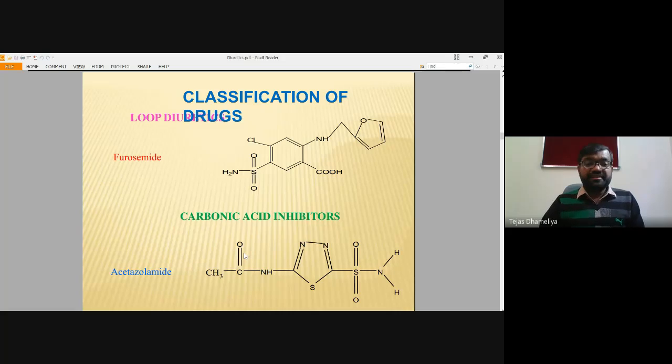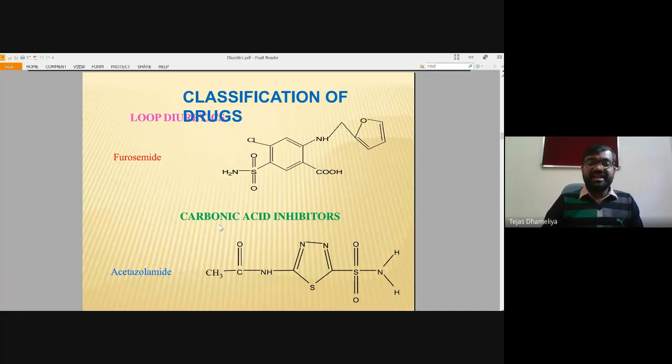Okay. Then carbonic anhydrase inhibitors such as acetazolamide are another drug. Acetazolamide, as the name suggests, is a 1,2,4 thiadiazole class of compound, and it has the sulfonamide functional group SO2NH2 and an acetamide NHCOCH3. That is one of the functional groups.